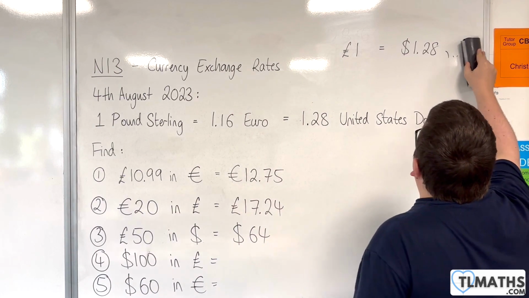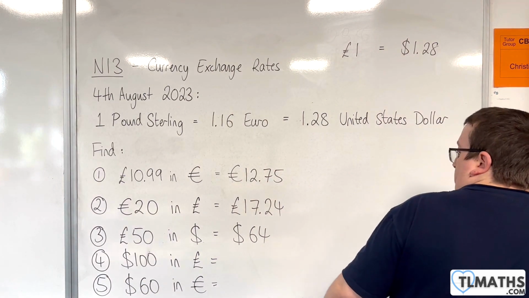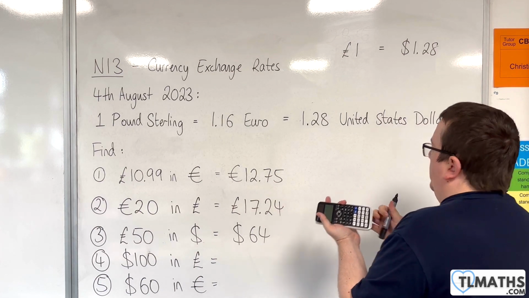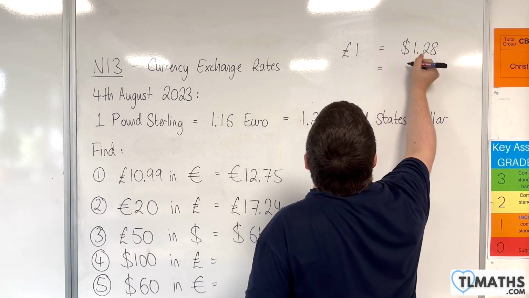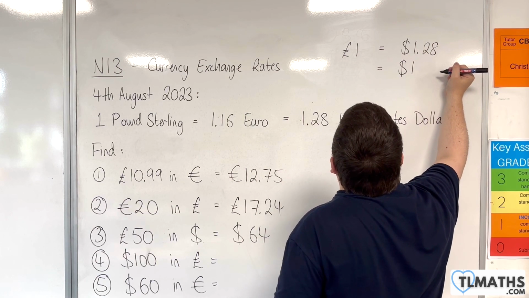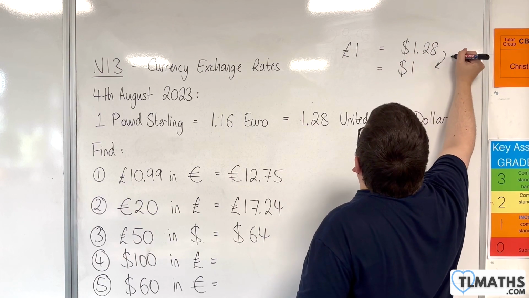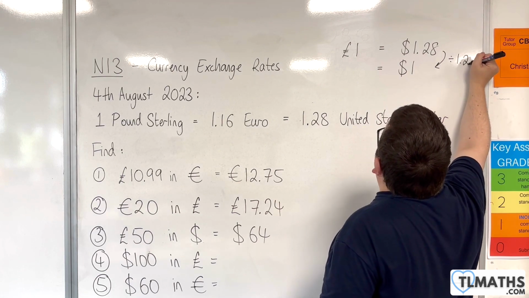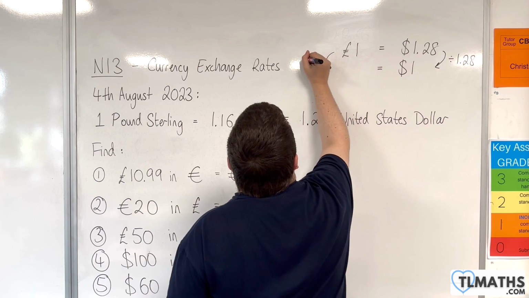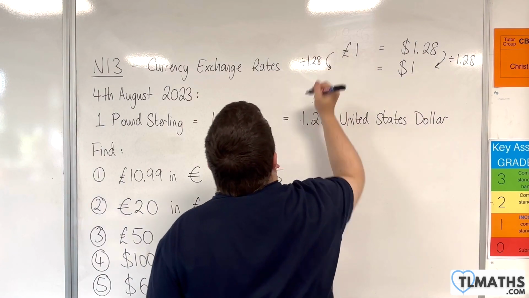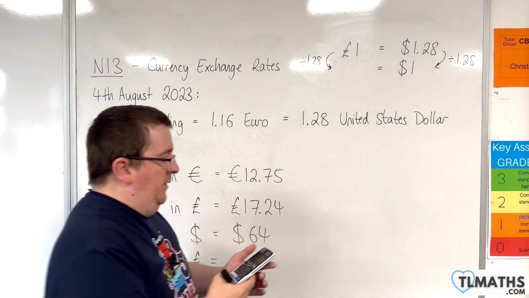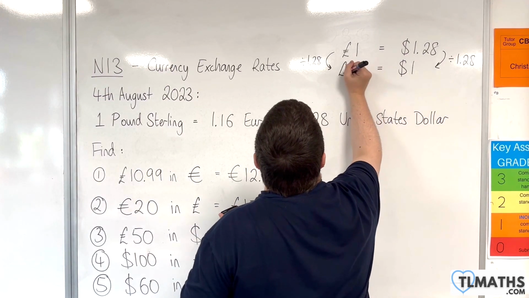Now, for number 4, I want $100 in pounds. The first thing I would want to do is work out what $1 is in pounds. So I need to divide the right-hand side by 1.28 in order to get there, so I need to do the same to the left-hand side. 1 divided by 1.28 is 25 over 32 of a pound.